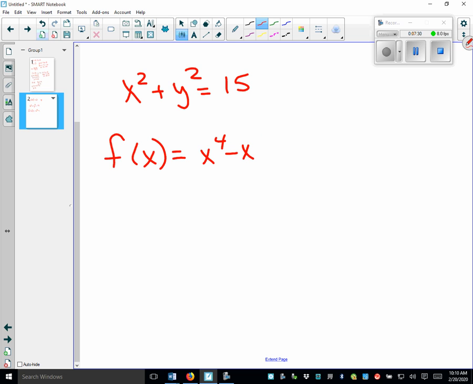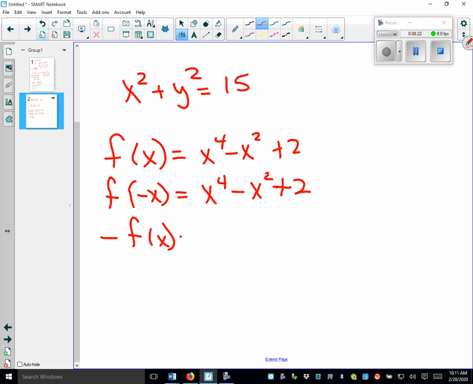I'm going to ask you questions about the functions. There's no directions about it. What is f of negative x? Exact same thing. Wait, why is there a 12? Because... What is negative f of x? Negative x to the fourth plus x squared minus 2. Oh, yes. Okay, never mind.